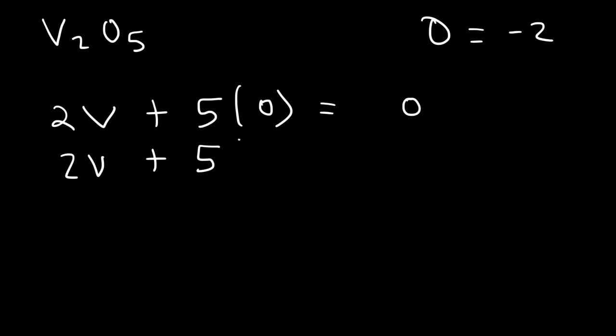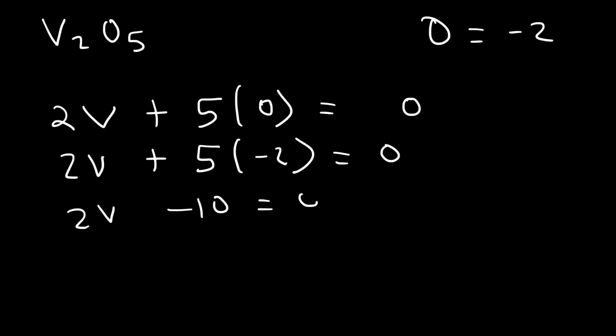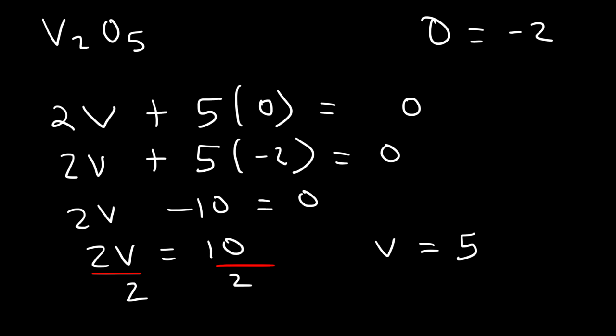So each oxygen atom has an oxidation state of -2. 5 times -2 is -10. And then add 10 to both sides, so 2V is equal to 10. Next, divide both sides by 2. So 10 divided by 2 is 5. And so the oxidation state of vanadium is +5.